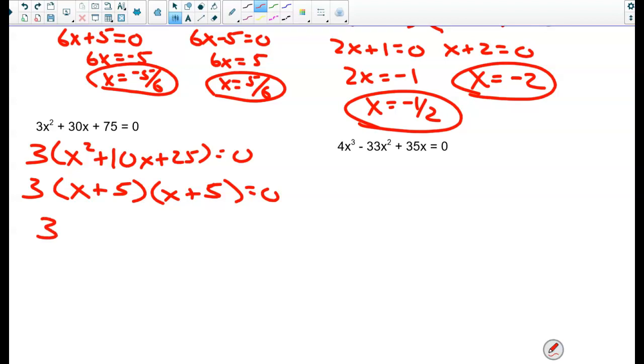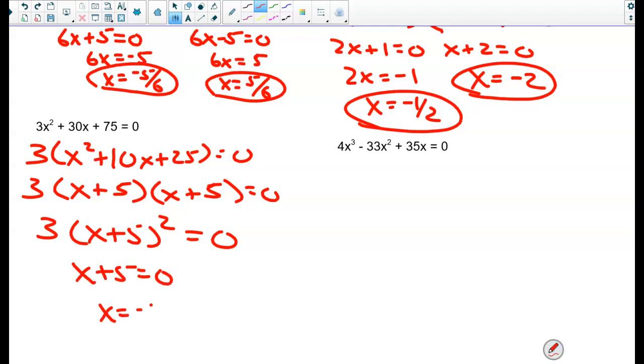Now, since I get the same thing, I'm going to write it as a binomial squared. x plus 5 times x plus 5 is x plus 5 squared. And in this one case, you only need to solve one problem. You only have one answer because negative 5 appears as your answer twice. We would call that a double root.